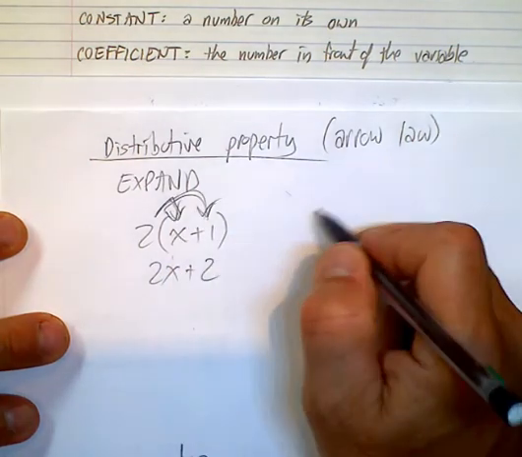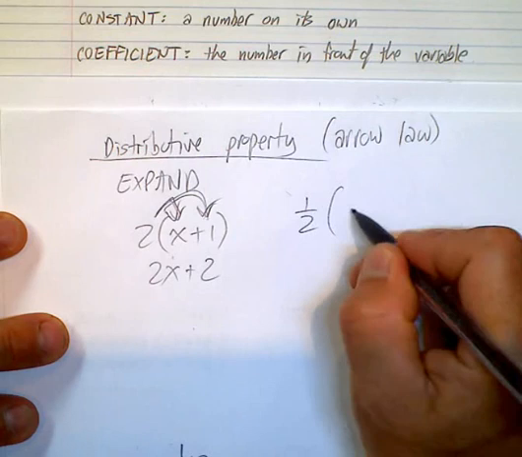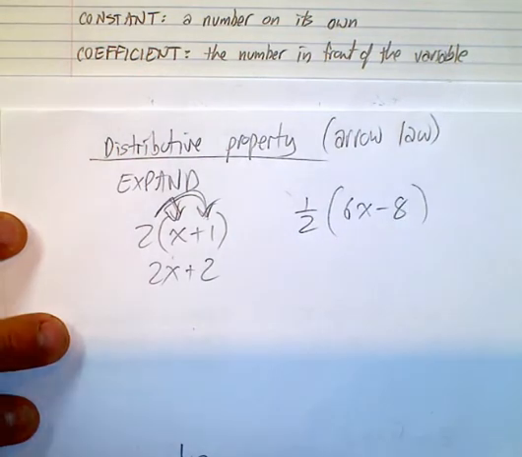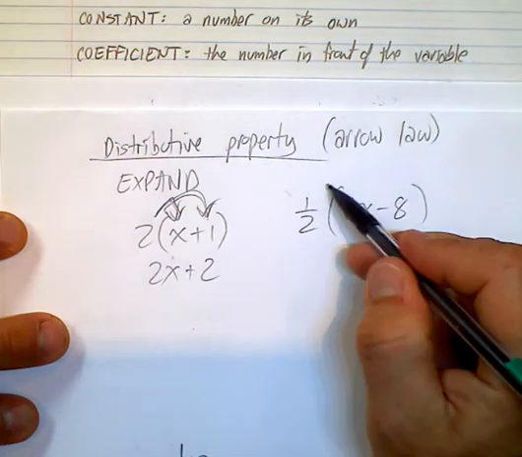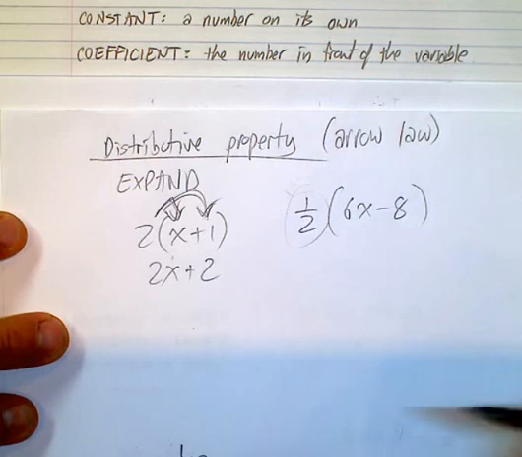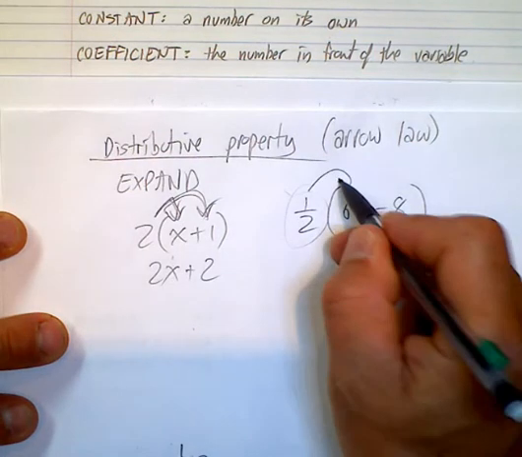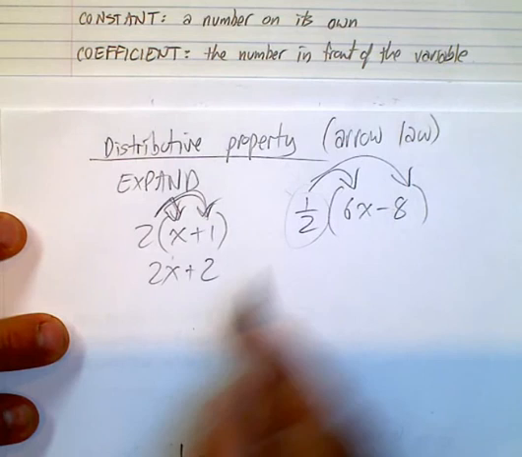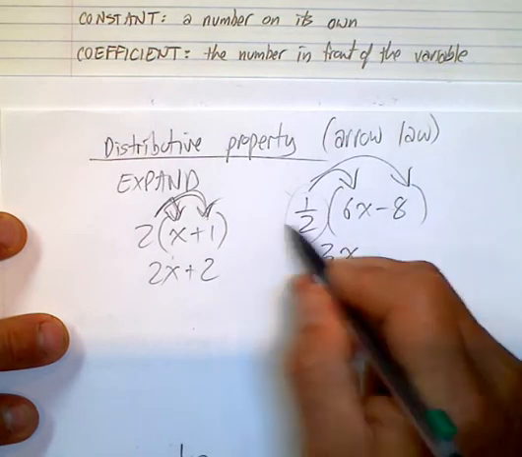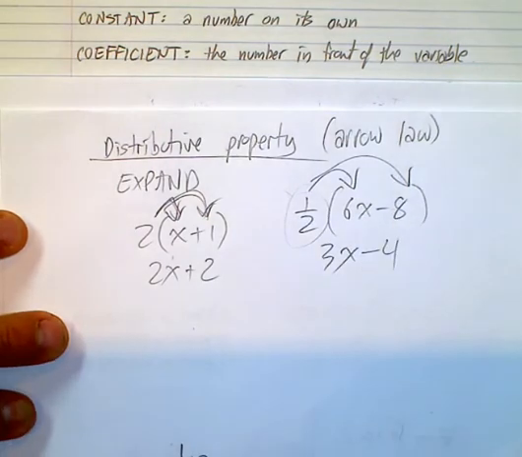Let's try another one. How about if I said a half times 6x minus 8? Well, take that, I guess you can call it a coefficient, the number out front, and you multiply it by both. Half of 6 is 3x. Half of negative 8 is negative 4.